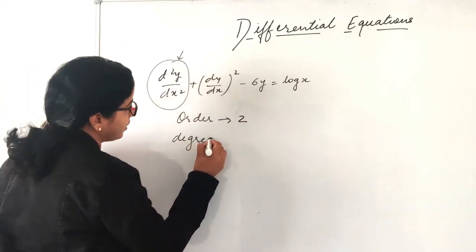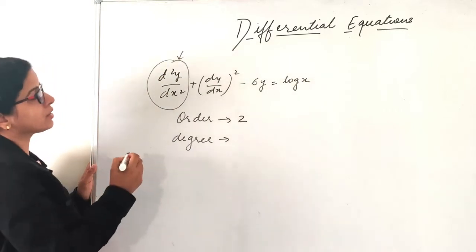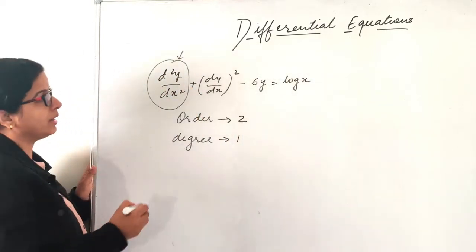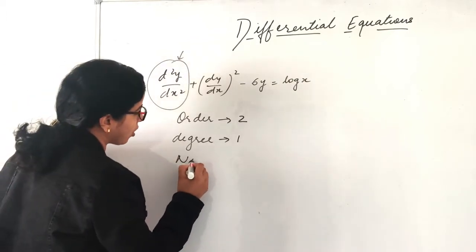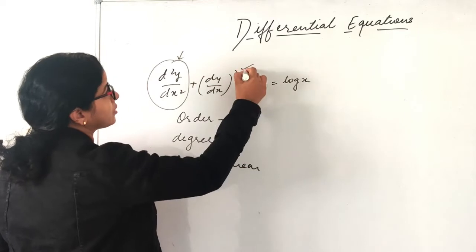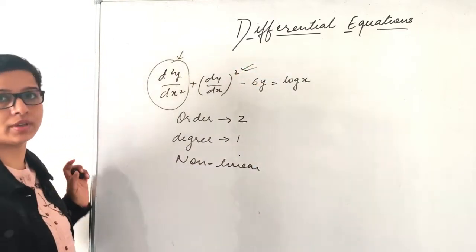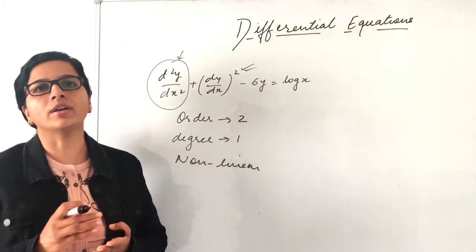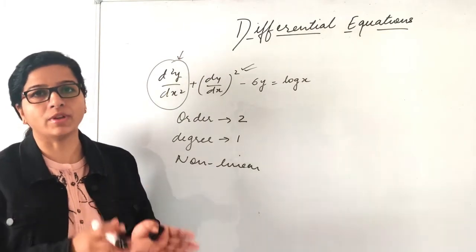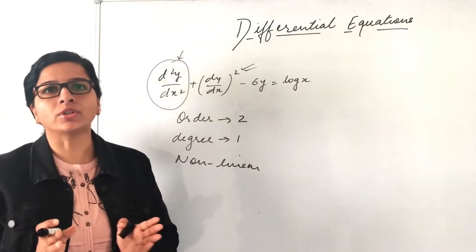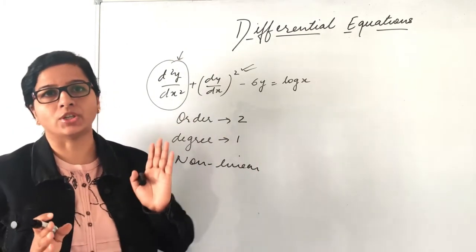Degree we have to find. So let us check the exponent of the highest order derivative. It is 1. So degree is 1. And this is non-linear, right? Why? Because here is power 2. Is that clear? So this is the way we find out the order, degree, and check whether the given equation is linear or non-linear. Now let us go to the topic of formation of the differential equations.